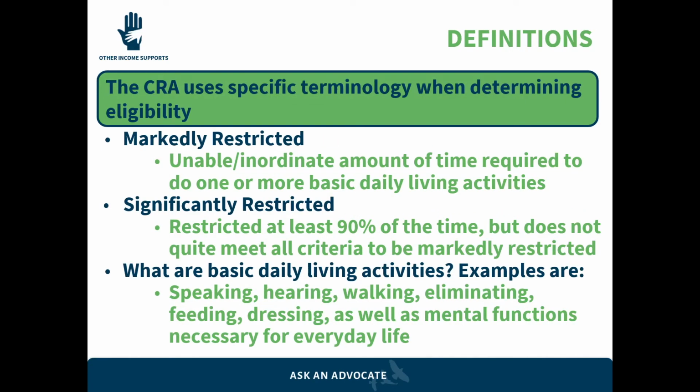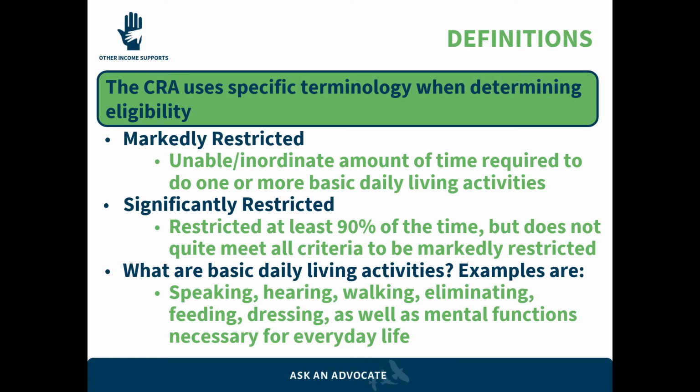The CRA uses specific terminology when determining eligibility, as described on the previous slide. We'll go over a few of the specific terms used when determining eligibility, starting with markedly restricted. If someone is markedly restricted, they are unable or it takes them an inordinate amount of time to do one or more basic daily living activities, even with therapy and the use of devices and medication. This type of restriction must be present either all or nearly all of the time, which, as noted on the previous slide, is at least 90% of the time.